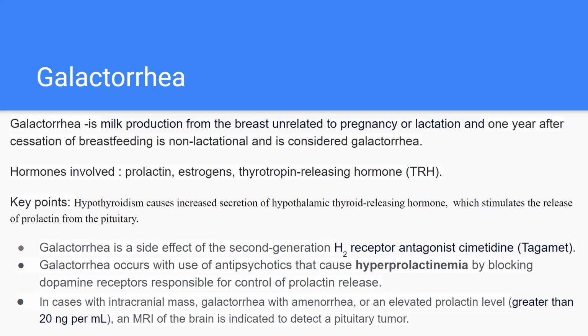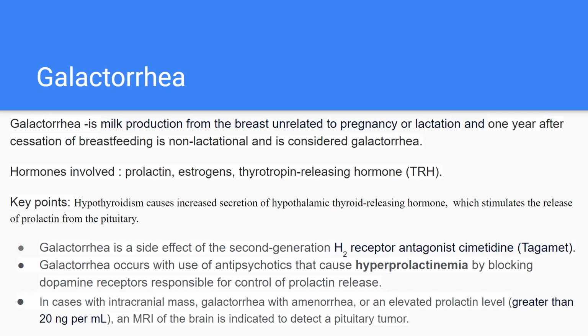Key point here is hypothyroidism can cause increased secretion of hypothalamic thyrotropin releasing hormone, and that stimulates the pituitary release of prolactin. It also can be a side effect of medications like Tagamet. It's an H2 receptor antagonist. Cimetidine or Tagamet is another word. Galactorrhea occurs in patients who are on antipsychotic medications. It can be a hyperprolactinemia.